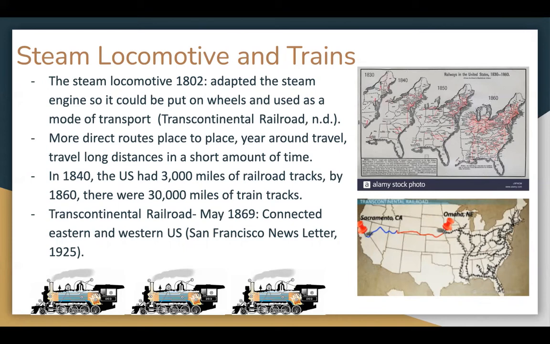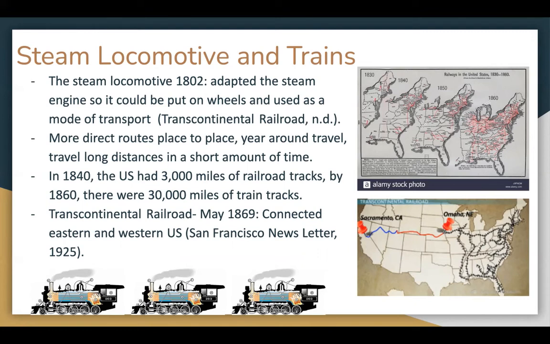Here's a map on the top picture that portrays the vast increase in railroads between 1830 and 1860 in the United States. Even the United States federal government supported the creation of a transcontinental railroad. It was completed in 1869 and connected the eastern railroads to the western United States. Specifically, it connected Omaha, Nebraska to Sacramento, California.